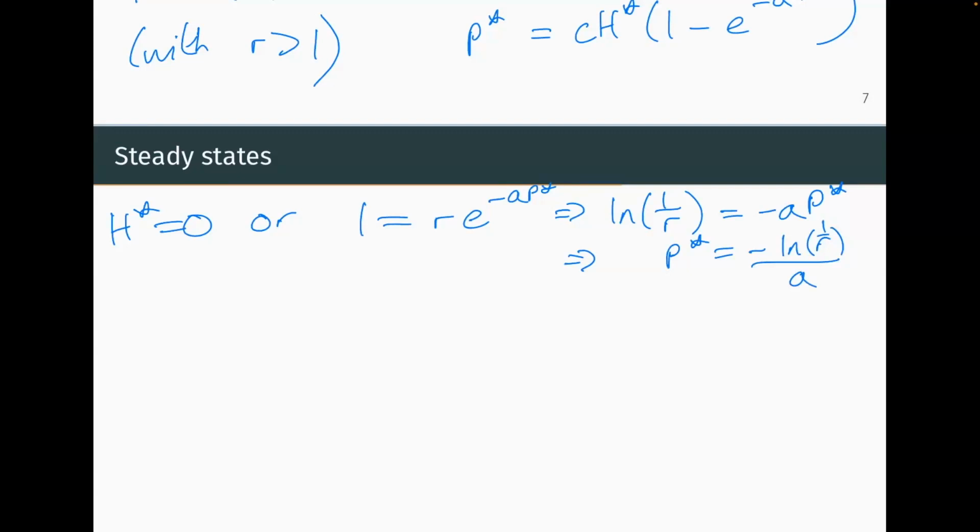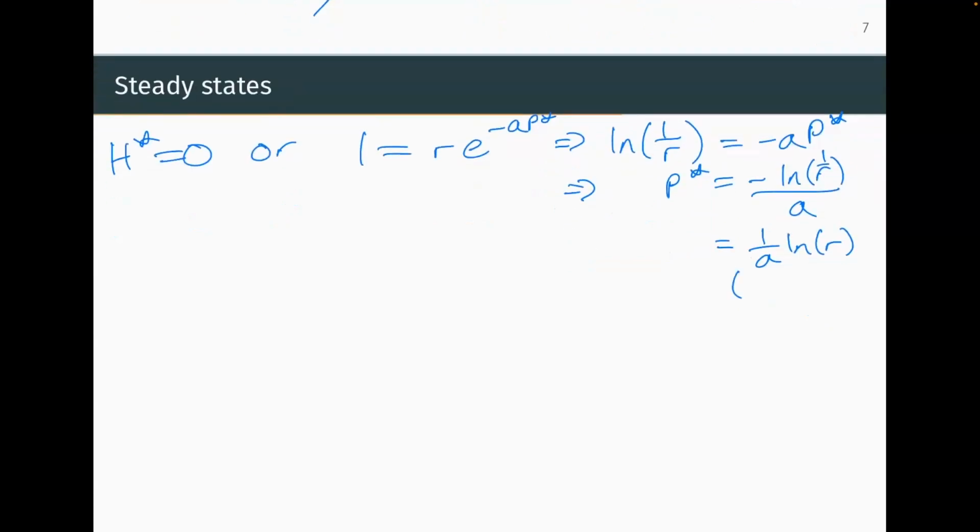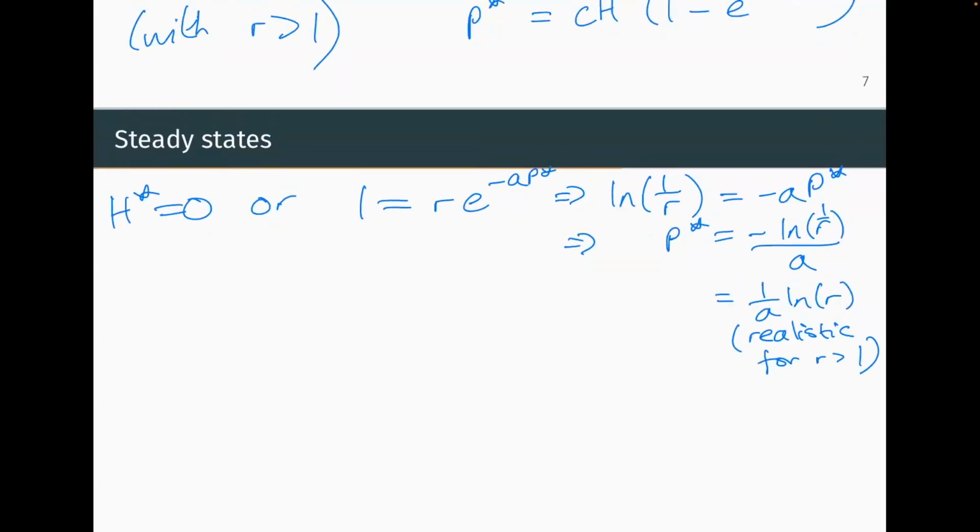And then using this identity up here, we've got minus log of 1 over r. That's going to be equal to log of r. So this will just be 1 over a times the log of r. And this is only realistic for r greater than 1. Okay, and we said at the start we're going to assume that r was greater than 1. Otherwise, the host population dies out, and you can't get this non-trivial equilibrium. You just have this trivial equilibrium.